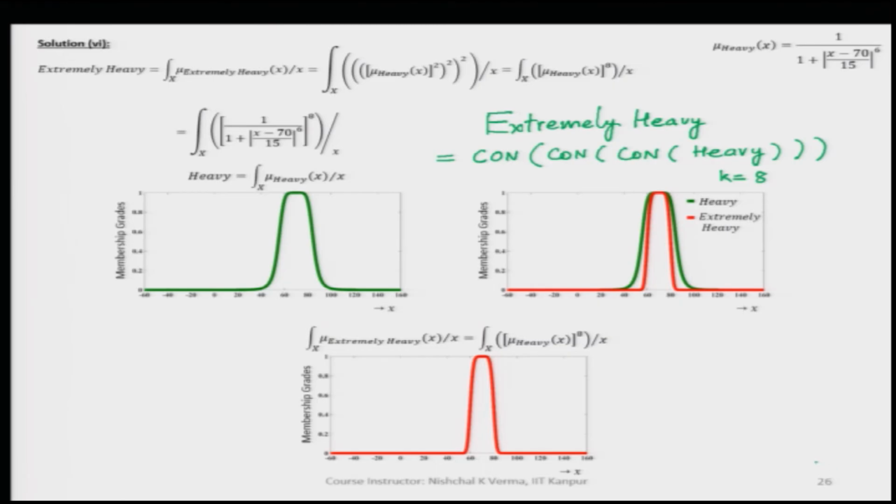So, in this case when we are finding the fuzzy set for extremely heavy, extremely heavy basically is the concentration with k equal to 8, and when we do that we are going to get this fuzzy set which is represented by a red color, and this is the original primary term for heavy. This is how we can find the fuzzy sets for composite linguistic terms.